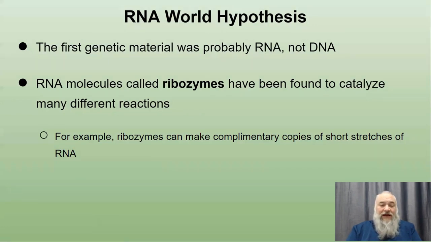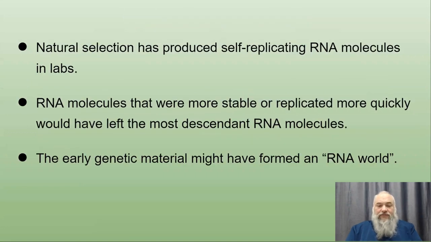And some ribozymes can make complementary copies of short stretches of RNA. And we've seen these ribozymes form spontaneously in lab situations that replicate early Earth's conditions as we know them anyway. So we have seen that natural selection has produced self-replicating RNA molecules in labs. So it wasn't directed by the lab techs, just left to run, and we were able to get some RNA molecules that self-replicated. RNA molecules that were more stable or able to replicate more quickly would have left more descendant RNA molecules, so simple evolution, right? If you can make more copies of yourself, you're going to take over a bigger part of the population, and that early genetic material might have formed an RNA world.